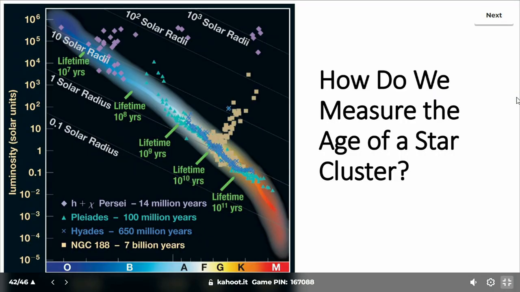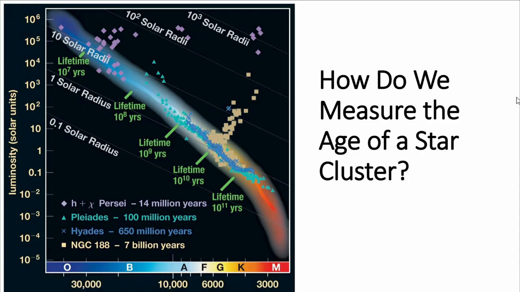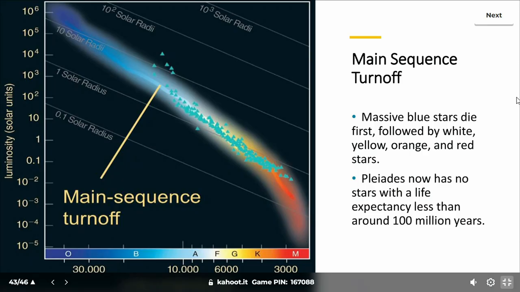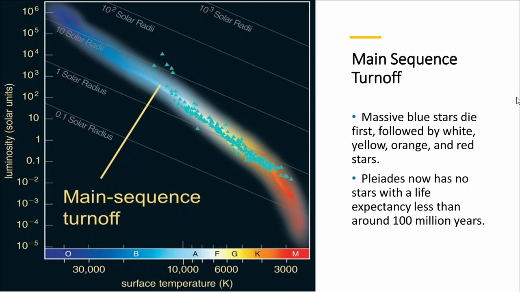So how can we use the HR diagram to study the ages of these star clusters? The technique that we're going to use is called the main sequence turnoff. If we look at a cluster of stars and make an HR diagram for just that cluster of stars, we'll see that most things are just going to be on the main sequence of the HR diagram.